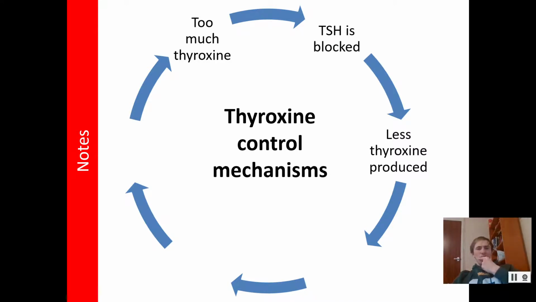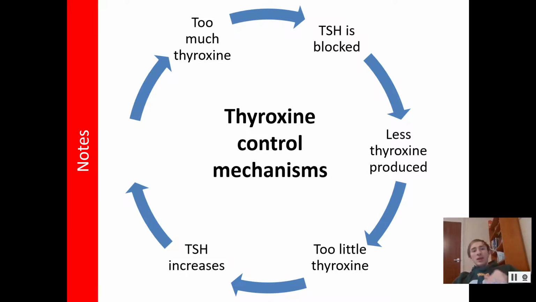If less thyroxine is produced, what's going to happen? There's not going to be enough thyroxine. And so, what's going to happen if there's not enough thyroxine? Well, we said thyroxine blocks TSH. If there's not enough thyroxine, you're going to increase the amount of TSH. TSH is going to be made again. If TSH is made, what does TSH do? TSH causes thyroxine to be released. And so you have a big old cycle here. And what we should hopefully eventually see is that we get an exact balance of just the right amount of thyroxine. Because when you have too much, you stop making it. When you have too little, you start making it. It's a balancing act.